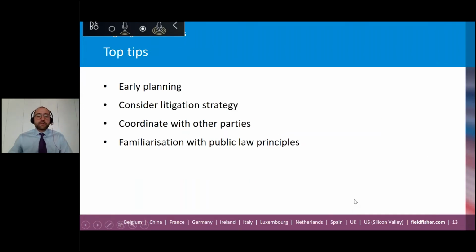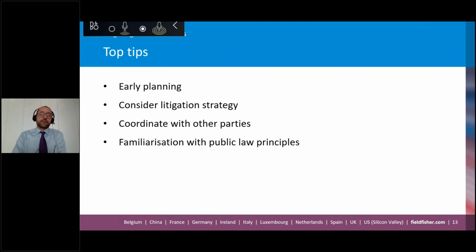So finally, my last slide, just practical top tips. I think it's really important to have some early planning, given the tight timeframes that I mentioned, the breadth of the information considered, the legal arguments that need to be developed, and the lack of a pre-action stage. I think it's important to start planning early. And that would mean, in general, during the reconsideration phase of these trade remedies investigations.